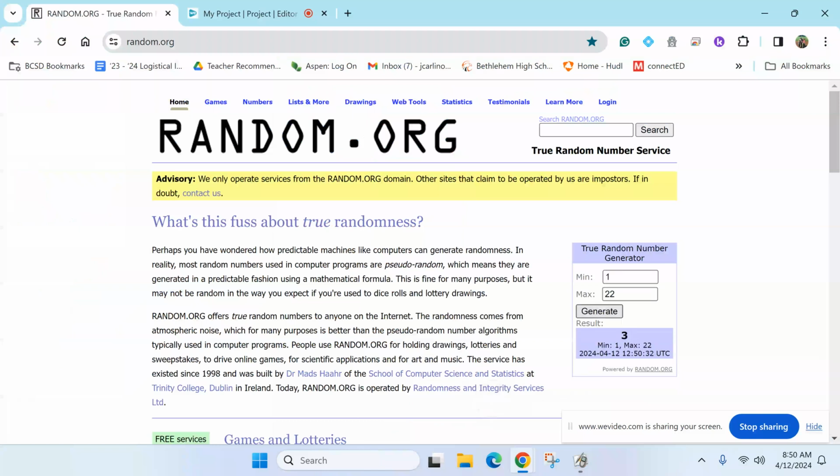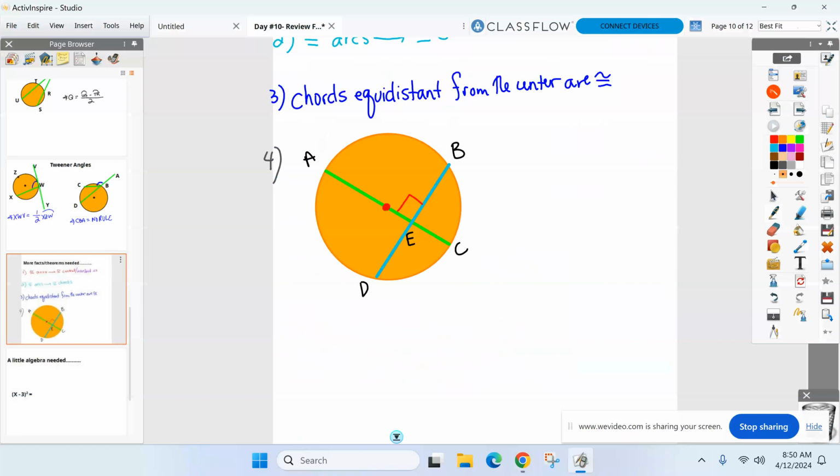Let's talk. We're going to keep grinding here, guys, as annoying as this is. Bailey, any idea what's going on up there? What's AC? AC is a diameter. Yep, and what's DEB? That's a what? Chord. And I put that right angle symbol on there, so that tells me they're perpendicular to each other.